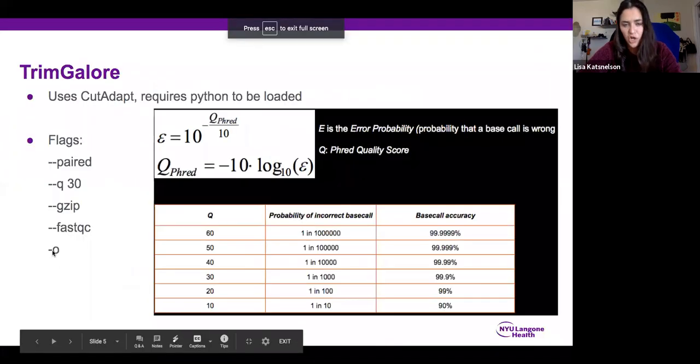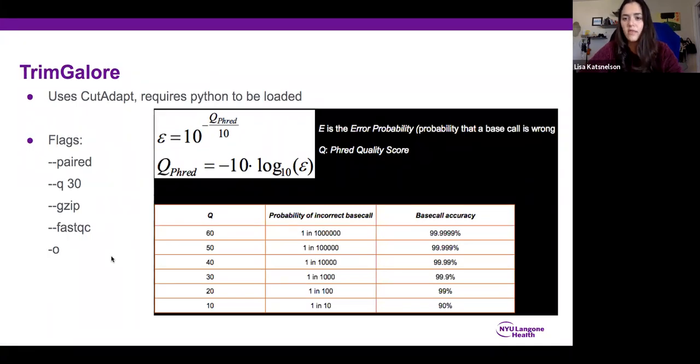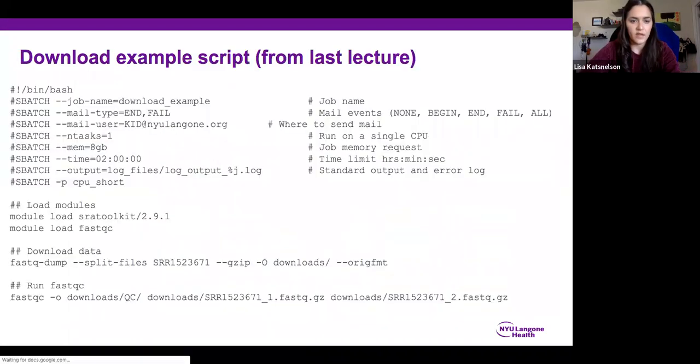Oh, and then this -o is kind of commonly used as like the output directory. So you put -o and then the path to wherever you want your output to go. I'll show you that in our little demo that we'll do. And this --paired, I'm telling the Trim Galore command that it's paired data. So I'm using the same files that I used last time, and can go over that again in the demo that we do. So this was the download example script from the last lecture.